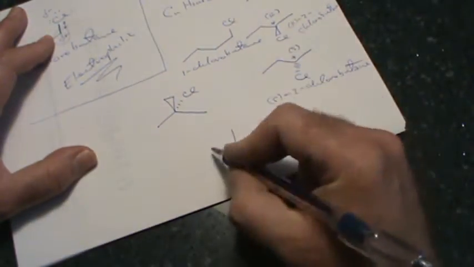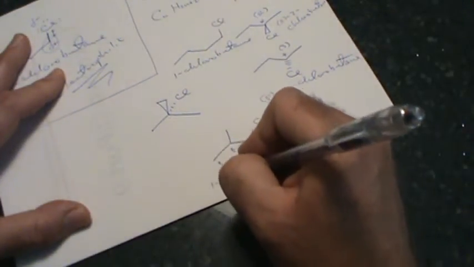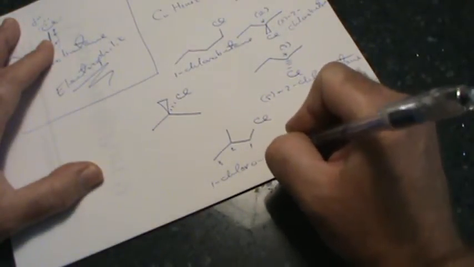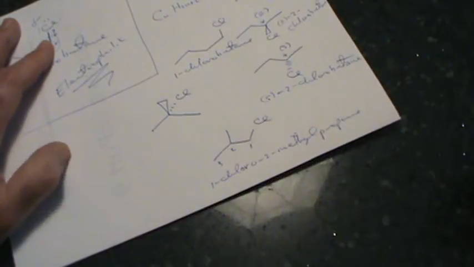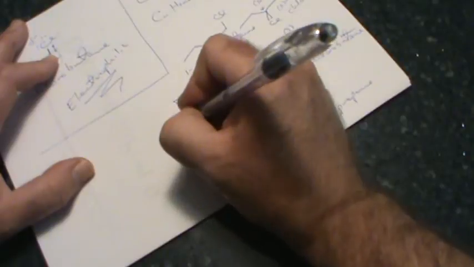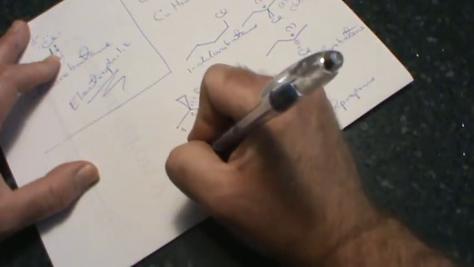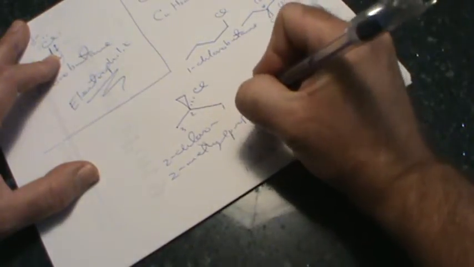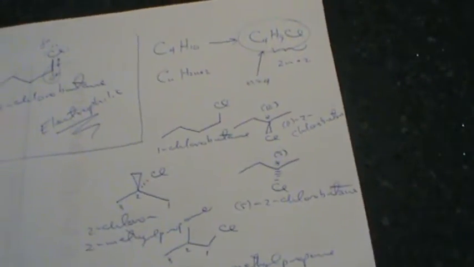Over here, I would start numbering 1, 2, 3 in order to give my total set of substituents the lowest possible number. So this becomes 1-chloro-2-methylpropane, and 1, 2, 3, 2-chloro-2-methylpropane. So those are all my isomers that are C4H9Cl.